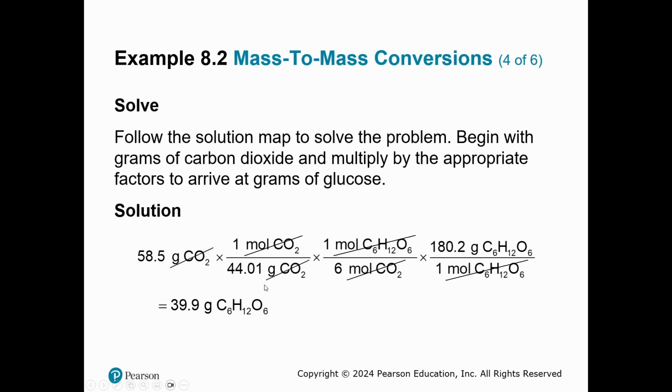So remember, if we go from grams to moles, we divide by the molar mass or multiply by the reciprocal. If we're going from moles to grams, we multiply by the molar mass. So over here, we're multiplying by the molar mass, where here we're dividing by the molar mass or multiplying by the reciprocal of molar mass. So we get rid of our grams of CO2, we just have moles of CO2. We get rid of our moles of CO2 by doing the mole conversion.